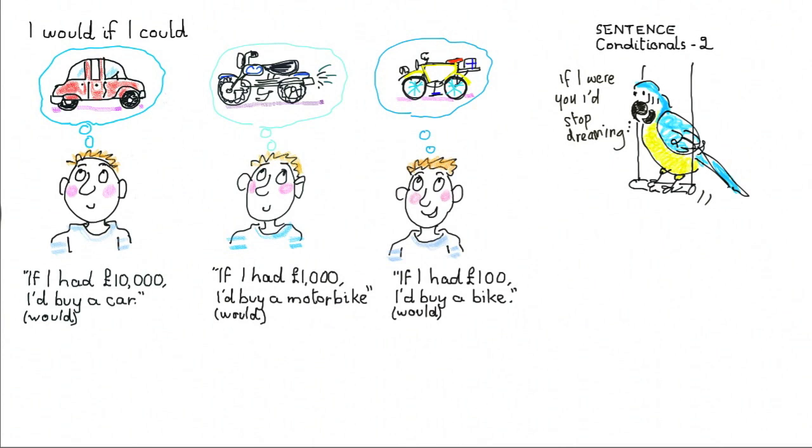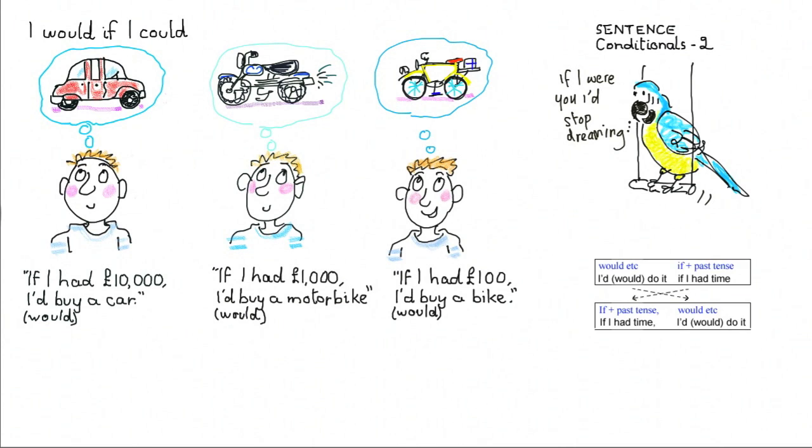And that's the form of the second type conditional. I'll just put a little chart at the bottom here to show you how it works. Would, could, might, followed by if and the past tense. I would do it if I had time. And equally you can put it in reverse and say, if I had time, I would do it.